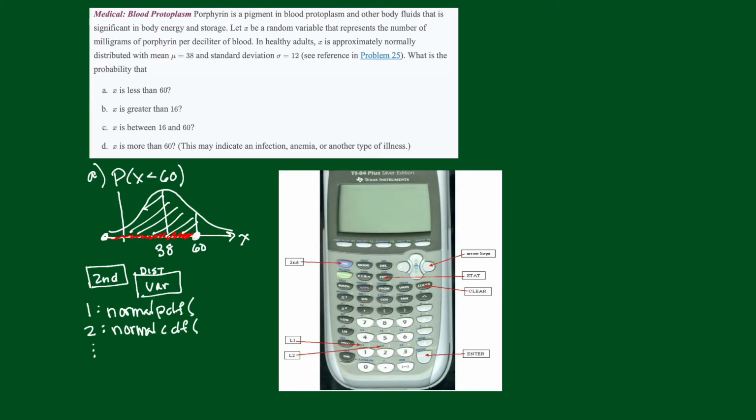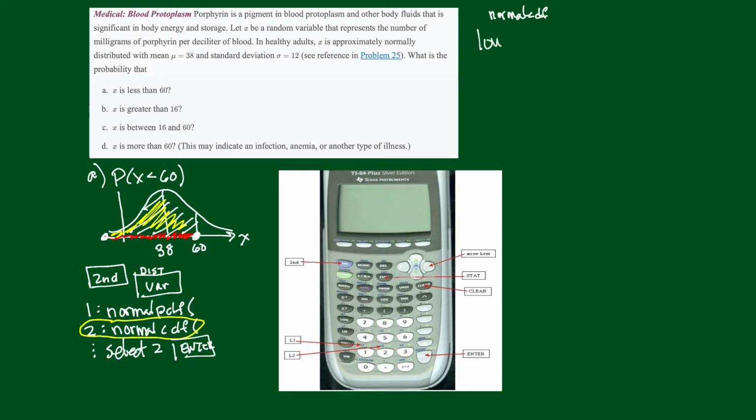Now in your menu, number 1 is normal PDF. I don't think we're ever going to use that. The one that we want to use is normal CDF because we're accumulating an area, right? We're accumulating all this area right here. All right, so choose number 2. You're going to type in number 2 or scroll down, and press enter. And what comes up, at the very top it says normal CDF to remind you which one you're using.